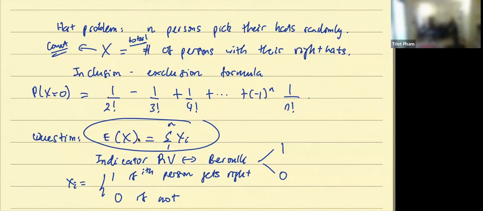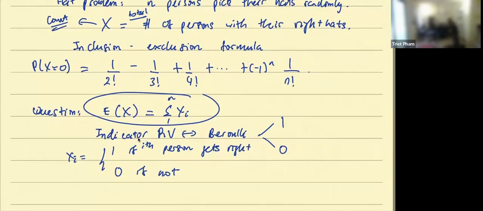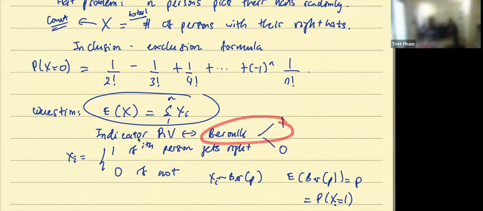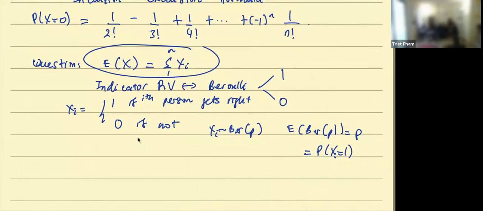Now let me mention something. For a Bernoulli with parameter p, its expectation is p, which, by the way, is the probability X equals 1. So if you have X_i, the expectation of an indicator random variable is exactly the same as the probability of success. And that's why it's easy.